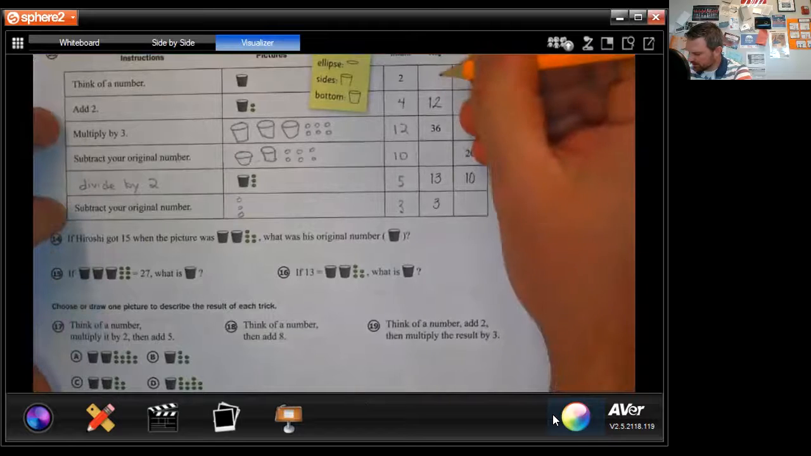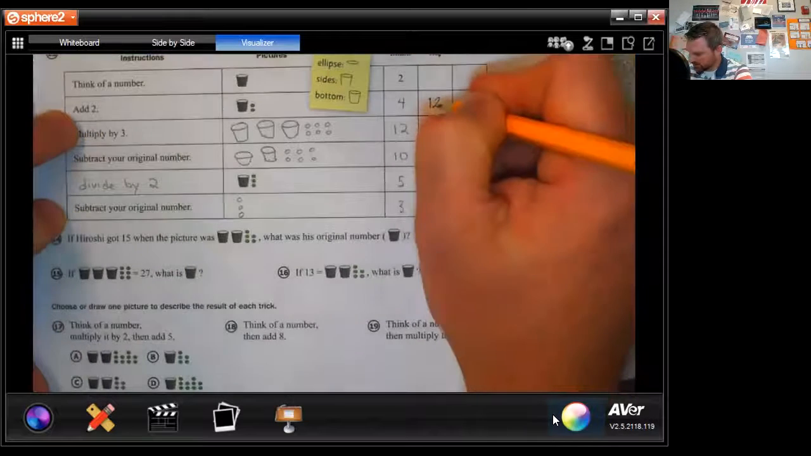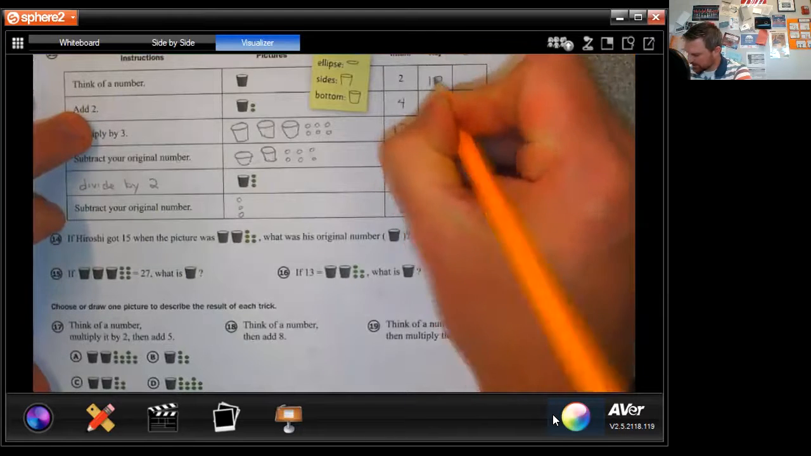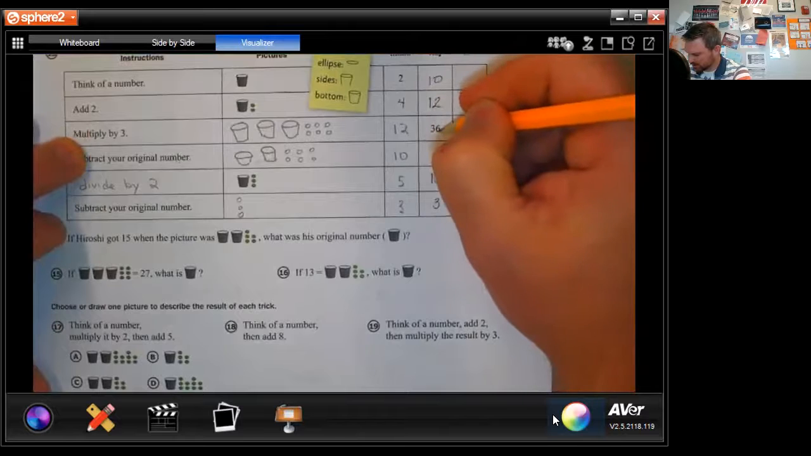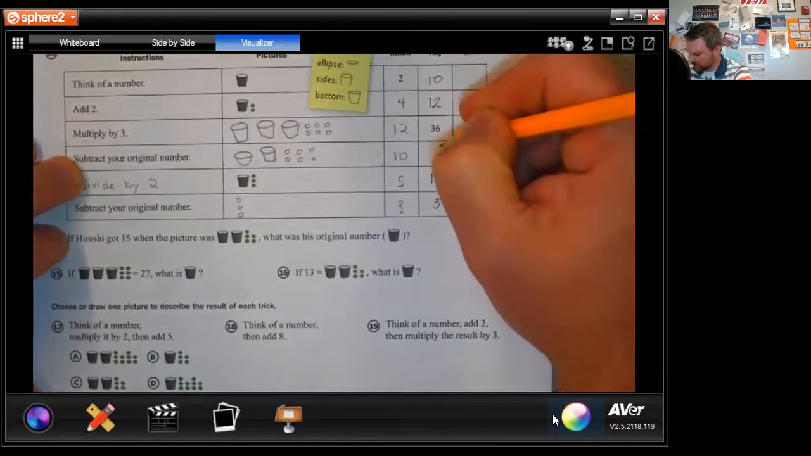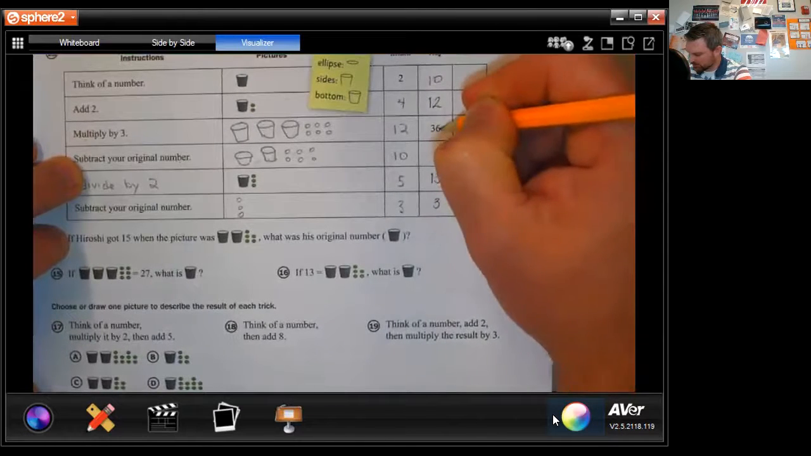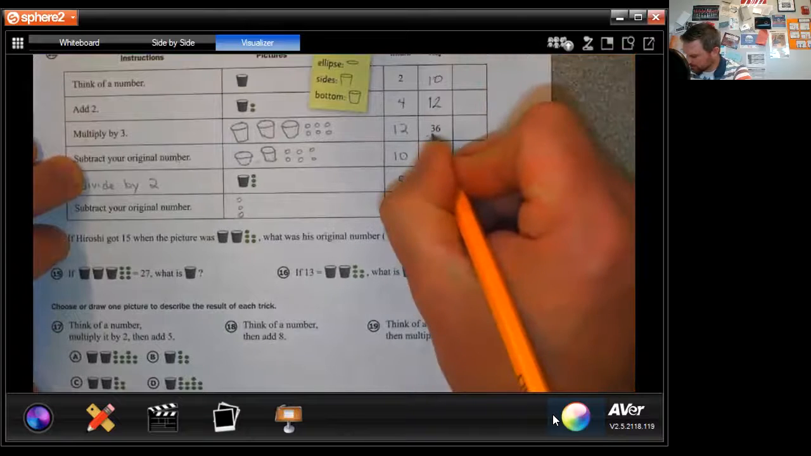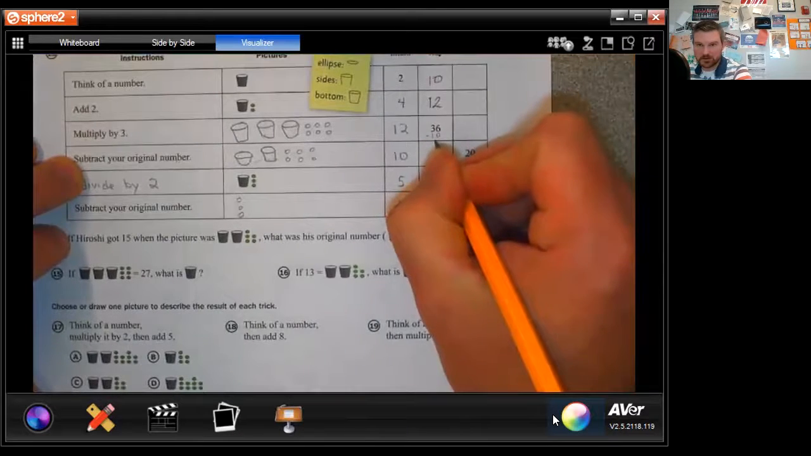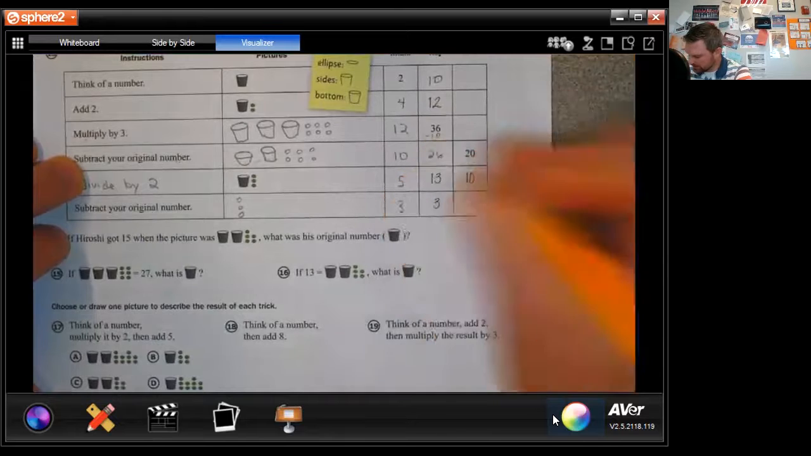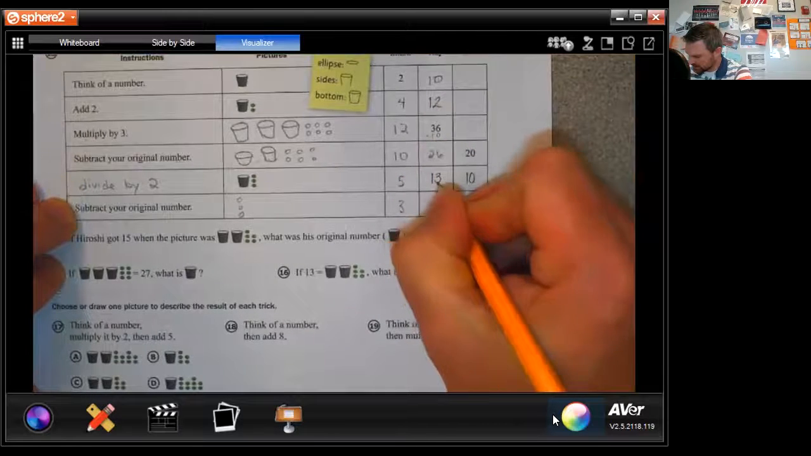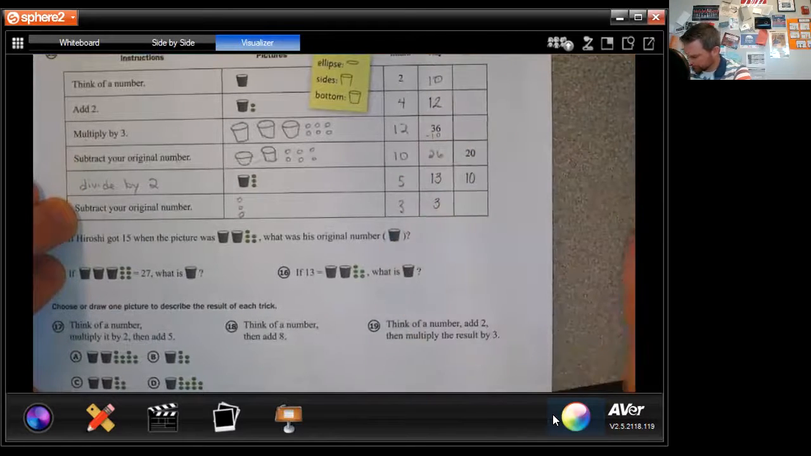Okay, let's start at the beginning here. I don't know this number, but I know that once I add 2, I get 12. Well, what number plus 2 gives you 12? 10. Okay, so they added 2, got that. Multiplied by 3, got 36. Subtract your original number. So 36 minus 10, need to write it down. You can do that. That's okay. 36 minus 10 is 26. Divided by 2 is 13. Subtract your original number, you get 3.